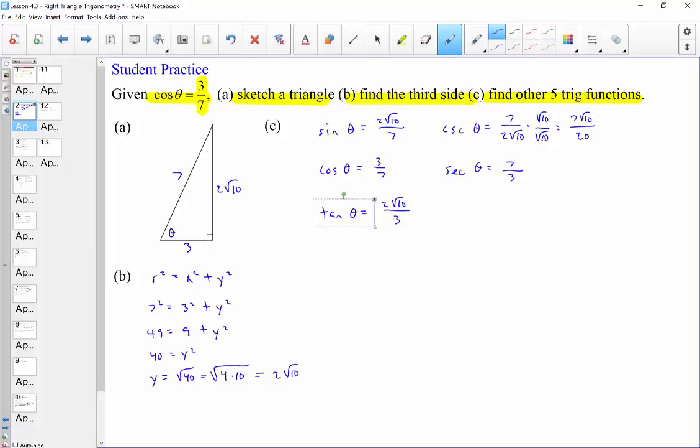And finally, the cotangent of theta equals our adjacent side 3 over the opposite side, 2 times the square root of 10. Again, we're going to rationalize the denominator, 3 times the square root of 10 over 20.